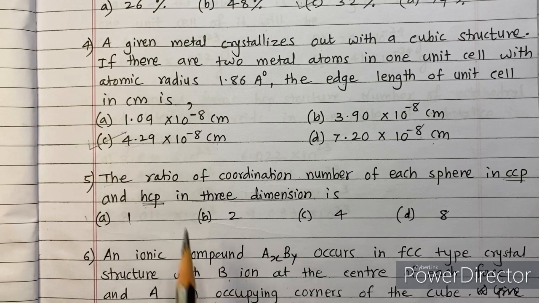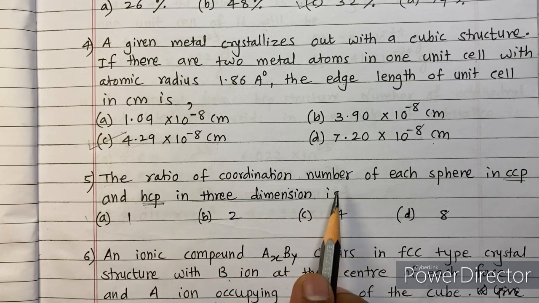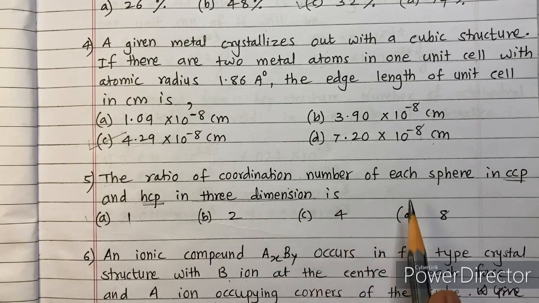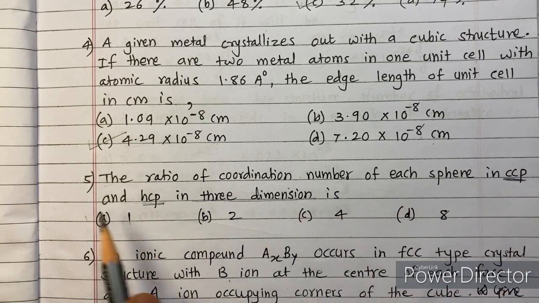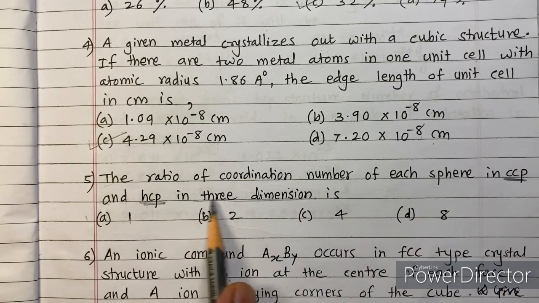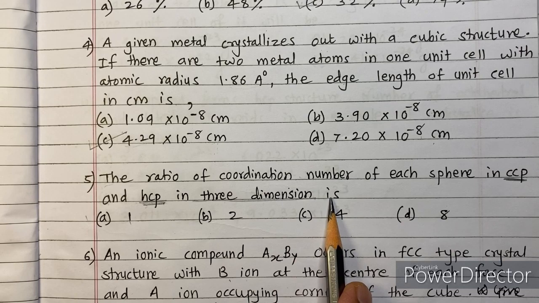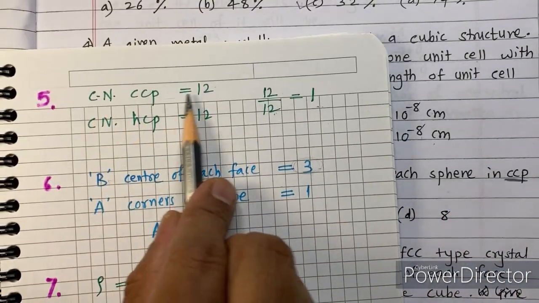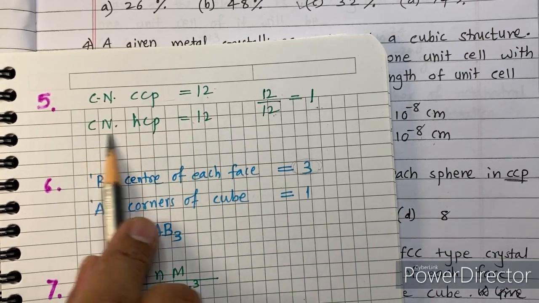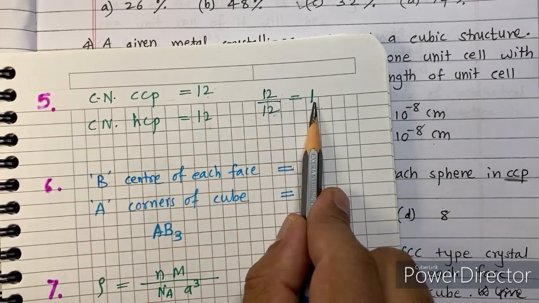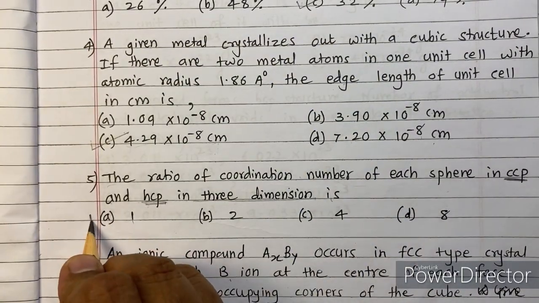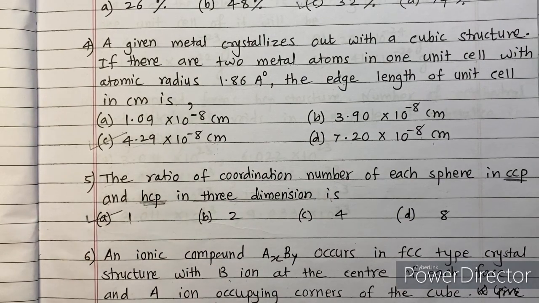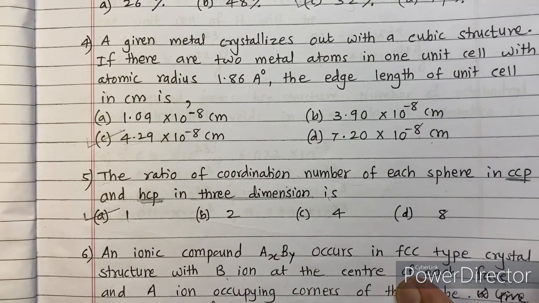Next MCQ, the ratio of coordination number of each sphere in CCP and in SCP in 3 dimension is. Now coordination number of each pair in CCP, it is a 12, and for SCP also 12, therefore ratio is 1, therefore option A.